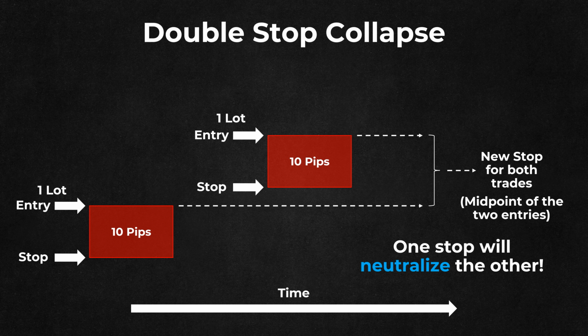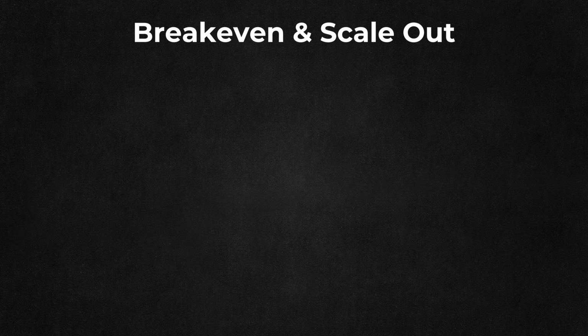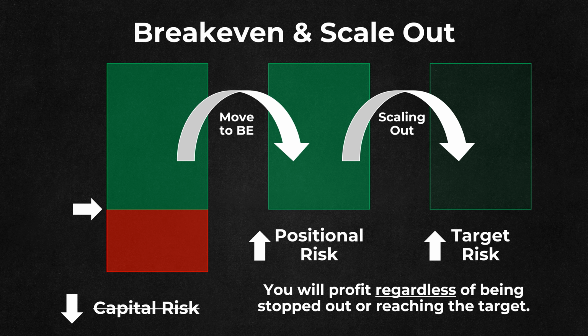The fourth way of transforming risk is a combination of the first two. You will move the stop loss to break even, and then you will scale out in order to lock in some profit. The amount of profit you will lock is arbitrary since the stop loss is already collapsed. This not only eliminates capital risk, but it puts you in a position where you can only get out of the trade with a profit. It's a question of how much profit it will be.